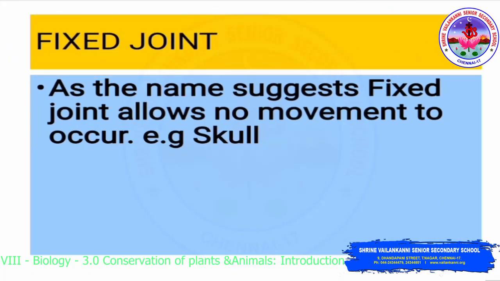Next is fixed joint. As the name suggests, the fixed joint allows no movement to occur. For example, the skull. Fixed joint is otherwise called immovable. The bones cannot move at these joints. Examples are bones in the skull and the joint between the upper jaw and the rest of the skull.